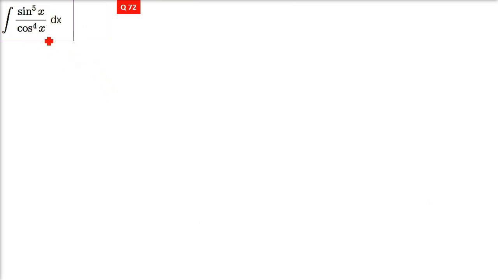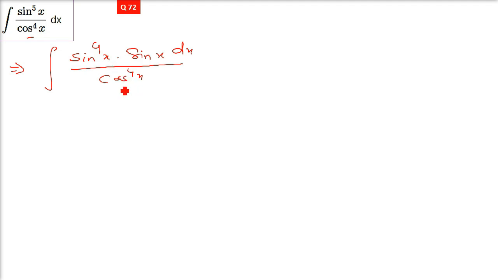Now sine raised 5x and cos raised 4x. If you take cos x equals t, you will get a sine, and sine is in the odd power. So we are getting to the solution, because there is not that much simplification as we did in the previous few questions. So sine raised 4x into sine x is eventually sine raised 5x. Cos raised 4x will be cos raised 4x only. So if you put cos x equals t, you will get sine x dx eventually.